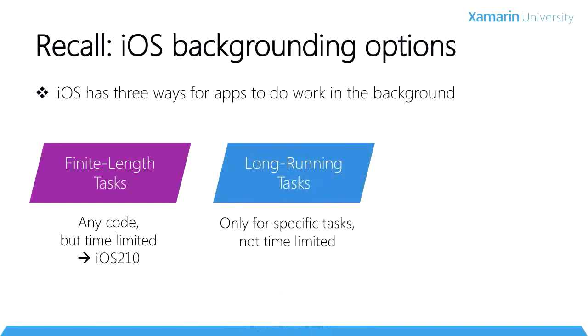One of the new APIs that we're going to introduce here today, that's the long-running tasks. Long-running tasks allow us to execute specific operations like playing back music or getting location information. But the good thing about long-running tasks is they do not have the time limit that we have seen with the finite length tasks.